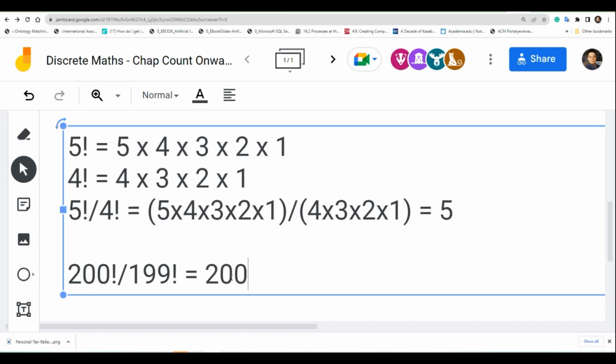Because 200 factorial means 200 times 199 times 198 times so on and so on until times 1, right? And then 199 factorial is equivalent to 199, 198, 197, right? So you see the 199 from the top here can be cancelled out by this 199. So you don't need it anymore.